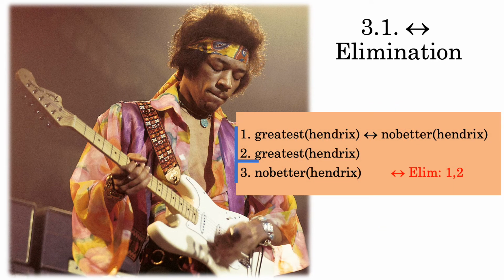Here's the example we used before, now formalized. This says, Hendrix is the greatest guitarist if and only if no other guitarist is better than Hendrix. Hendrix is the greatest guitarist, therefore no guitarist is better than Hendrix. What we see is that this is just a straightforward application of arrow elimination. Let's just make sure we understand how it works.